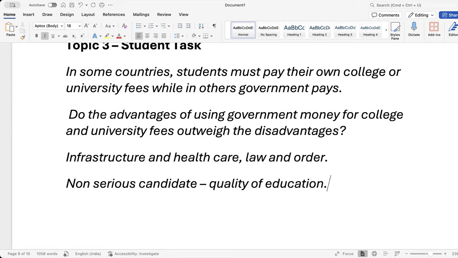And the quality of education is impacted, like there are students, the teachers are less, students are more. So quality of education also gets impacted. So we can say this also. Non-serious candidates also go for education because they don't lose anything if they drop out or stop their education. Even if they don't learn, they don't lose out on anything, right? Because the government is paying the bill. So that's a problem.